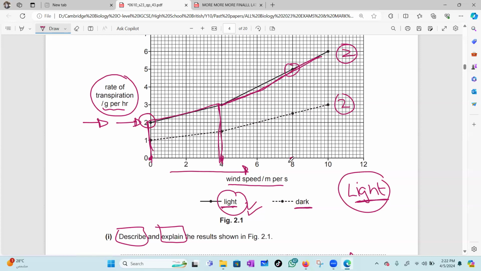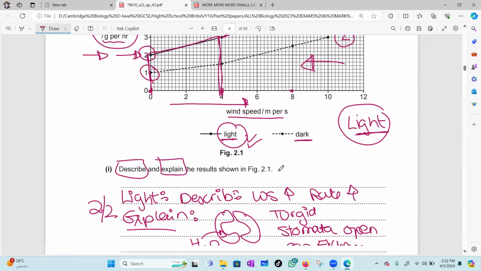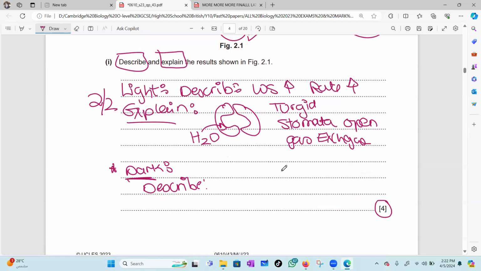But I want you to compare between the graph of the dark and the graph in the light. So in both cases, they are both increasing. As the wind speed is increasing, the rate of transpiration is increasing. But is it higher or lower in the dark? Lower. Lower. Very good. So this is the description. You will say that as the wind speed is increasing, the rate of transpiration is also increasing, but you will have to compare and you will say it is lower. The rate of transpiration is lower at all wind speeds in the dark. And you can quote numbers. So you're done with the describe.